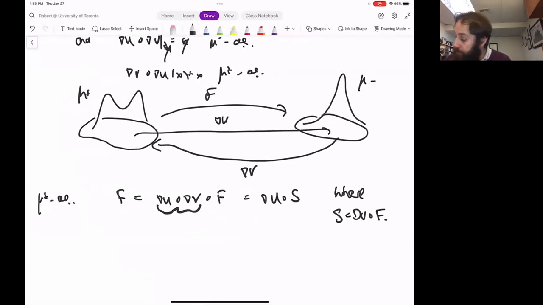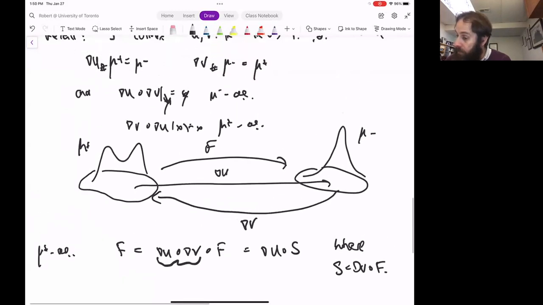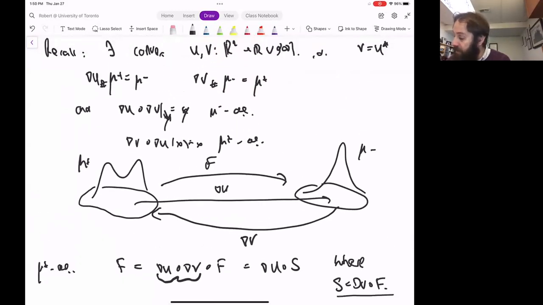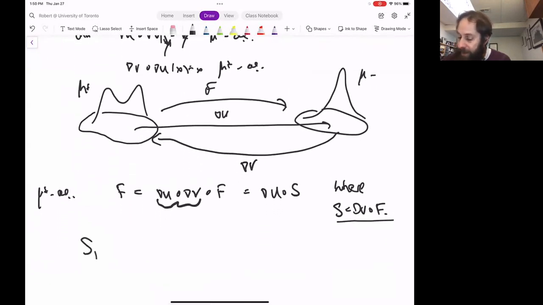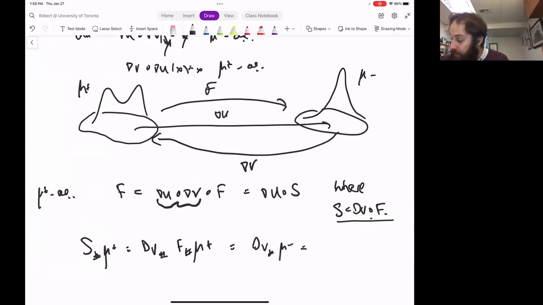And so the only thing remaining to check is that S is a measure preserving map from mu plus to itself. And that follows from the fact S push forward mu plus is equal to grad V push forward F push forward mu plus, because push forward is a homomorphism of composition. And so that's grad V push forward mu minus, but we know that grad V push forward mu minus is mu plus. Any questions?